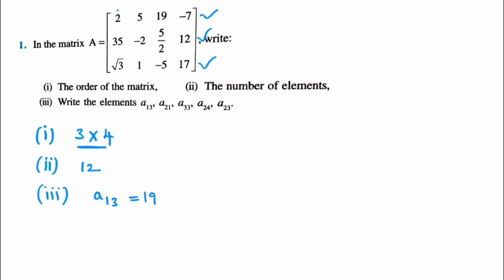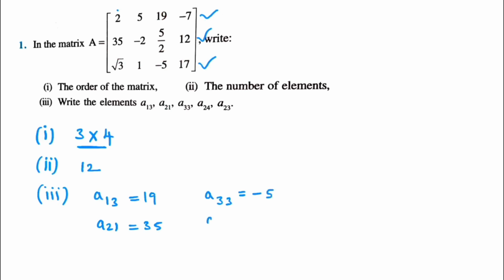Next, what they are asking? A21. Where is the element present? Second row and first column. Second row, first column. What is that element? That element is 35. Right. Next, A33. Can you answer what is A33? The element which is present in third row and third column. Yes, can you answer? What is the answer? Answer is -5. Very good.